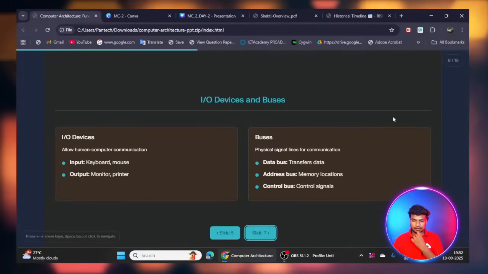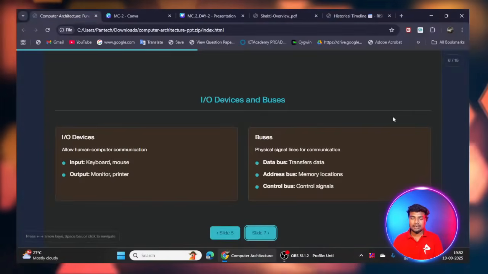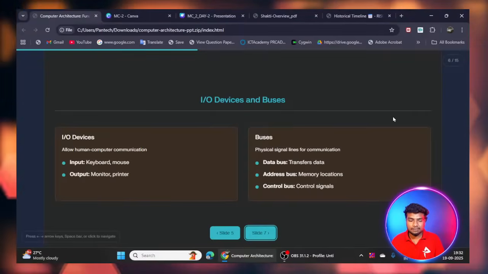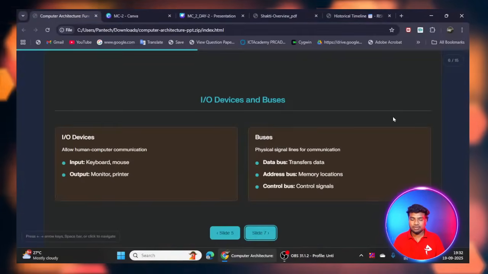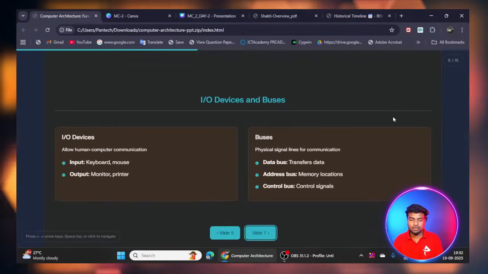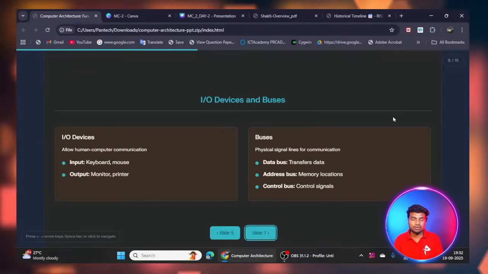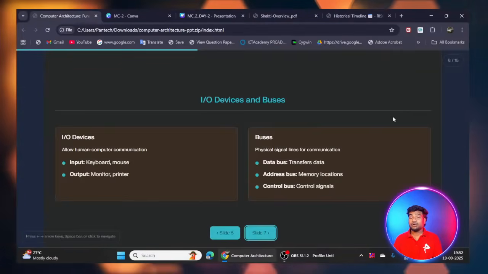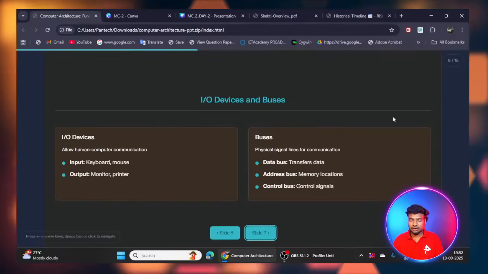Okay, so we have seen some IO devices. IO devices means input and output devices. The input devices we mostly use for a computer are the keyboard and mouse, and the output devices are the monitor and printer. And then coming to the buses.